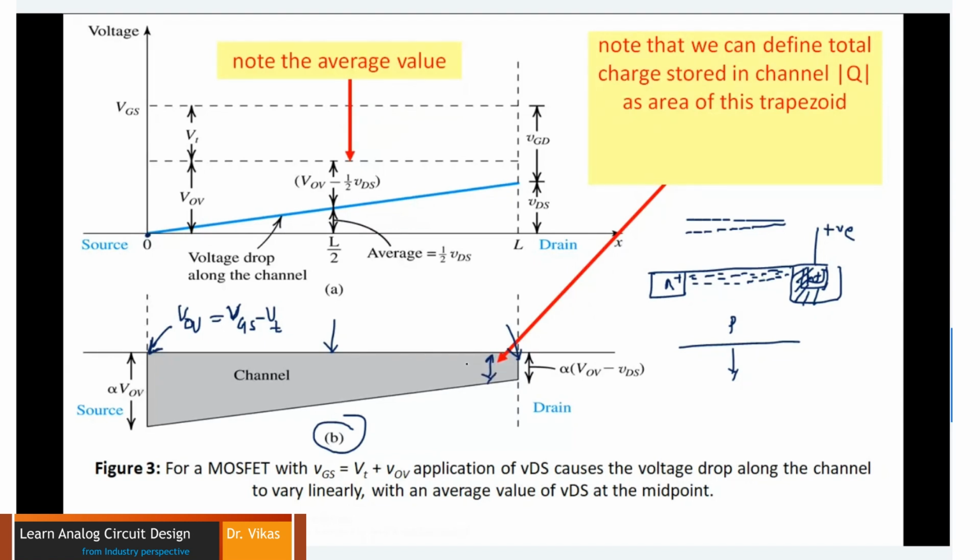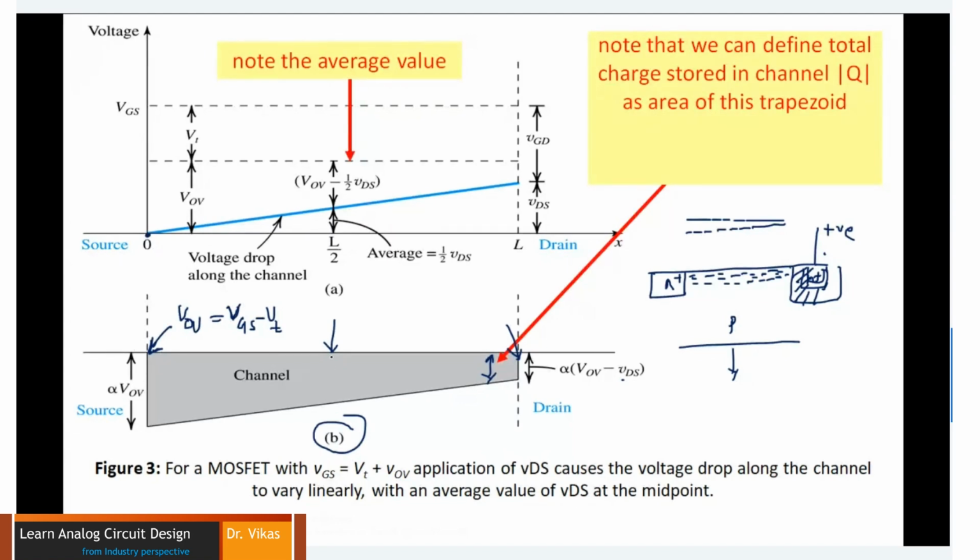And how much decrement is going to happen? It is going to decrease by an amount of the applied VDS. The moment you start applying some VDS, that's when the reverse biasing happens, and that's when the channel gets tapered over here. So whatever the VOV was there initially, now it will be VOV minus VDS. So at the drain end, it will be VOV minus VDS, and at the source end, it will be VOV.